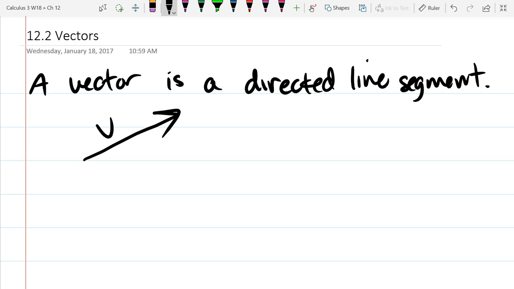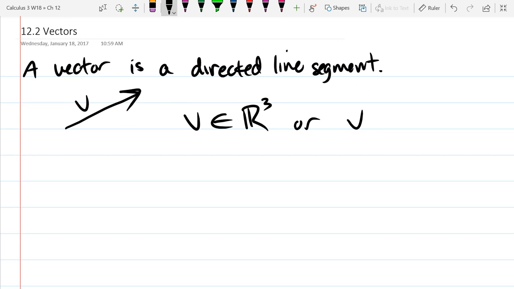We'll use letters like U and V. Our vectors are going to generally live in three-dimensional space. Occasionally, they'll be in two dimensions. So the way we write that vector, if it's a three-dimensional vector, it'll live in three-dimensional space. Or if we're in two dimensions, our vector will live in two-dimensional space.